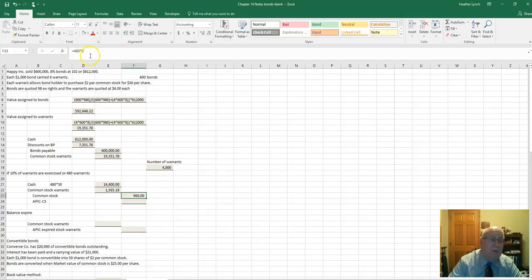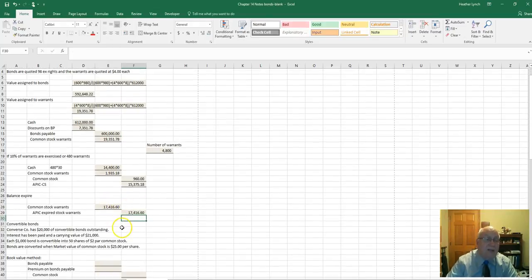Okay, so do that again. We have the 480 warrants times $2. Each warrant gives one stock. 480 times 2 is 960. And then this is the additional paid-in capital for common stock, which is simply the difference between the two to make them balance. So it's 15,375. If the balance of the warrants expire, we have that total minus what was exercised, or 17,416.60. Okay, so that's the warrants.